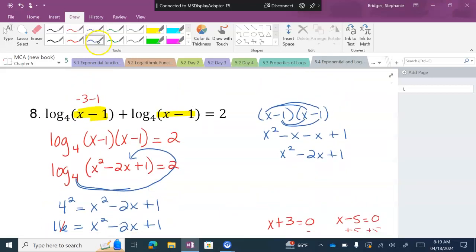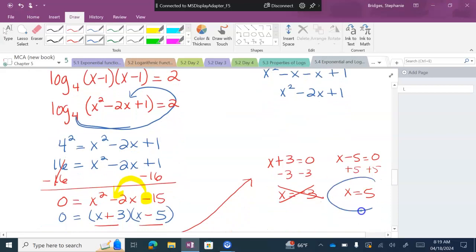And then if I plugged in 5, does 5 minus 1 give me a positive number? Yeah. So 5 can work. Now, not every negative number is going to be a toss. Sometimes they work, like that negative 4 that we got earlier. So you just have to go back to the original question and plug it in. If the argument turns negative, that answer has to be thrown away.